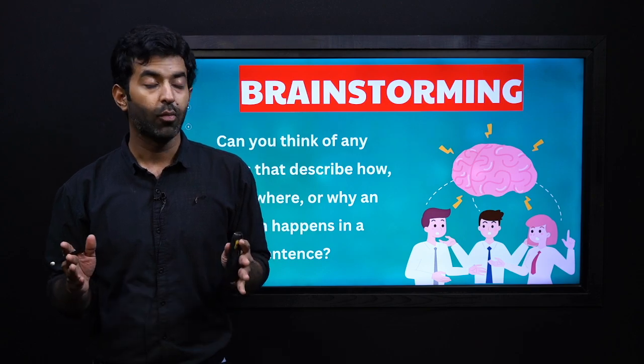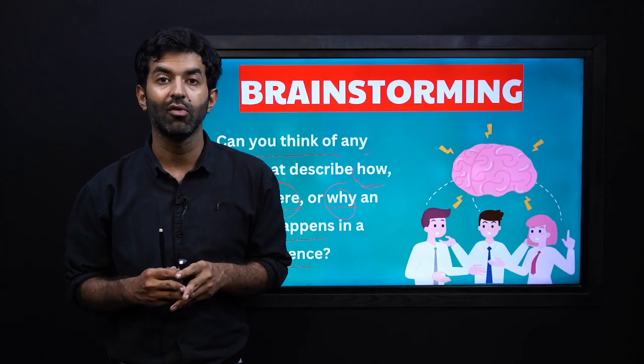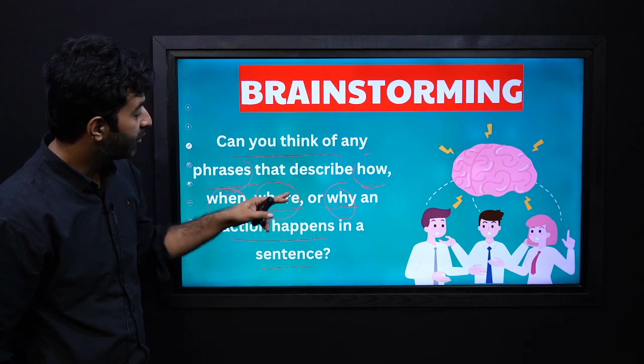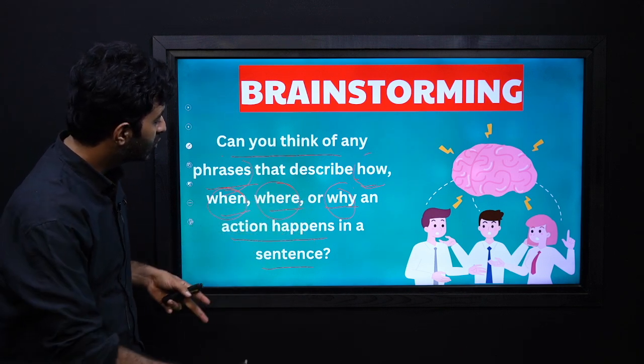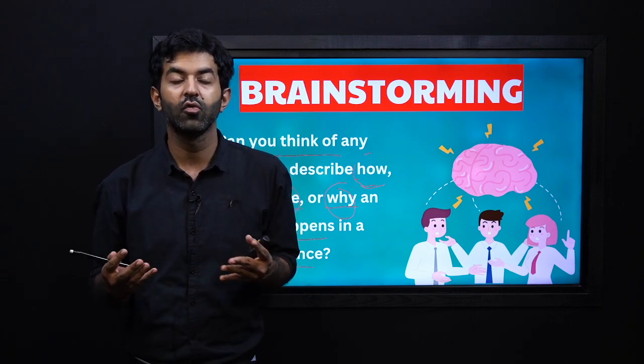So students, pause the video, read this brainstorming prompt that you have and solve it. Can you think of any phrases that describe how, when, where, or why an action happens in a sentence? So we need to answer these questions: how something happened, when it happens, where, and why. These are our 3 W's and 1 H, and they are the questions that we need to answer in any phrase. Now, we are answering these questions to talk about the action. What is the manner of that action? How did it happen, when, where, etc.